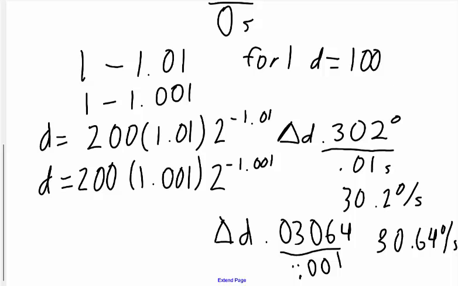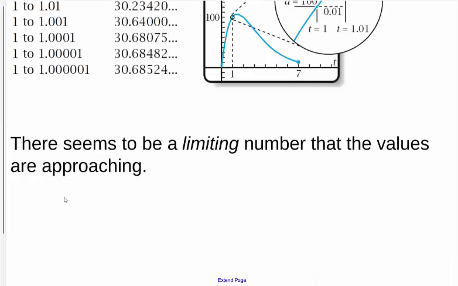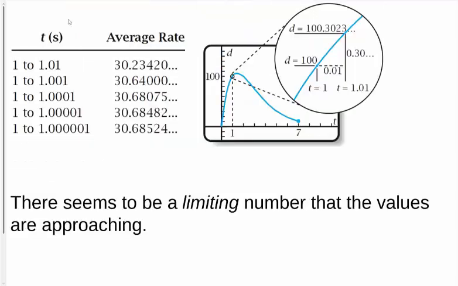So let's look at some of those values in a table here. If we go from 1 to 1.01, we see 30.2342. If we add another 0, it's 30.64. And we keep adding zeros, 30.685. So it seems like as we get really, really close to no time at all, it's approaching some number that's getting very close to this. A limiting number.